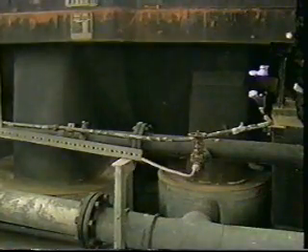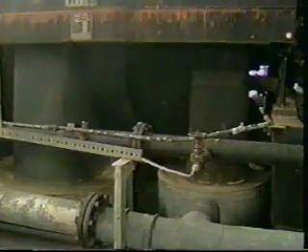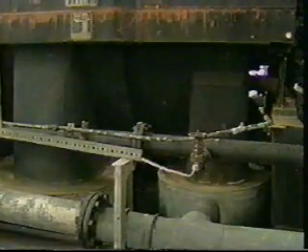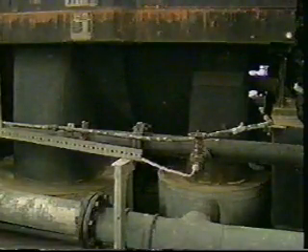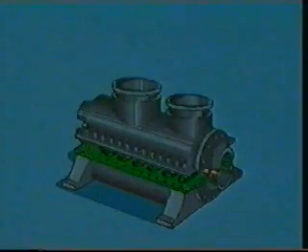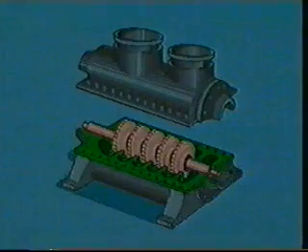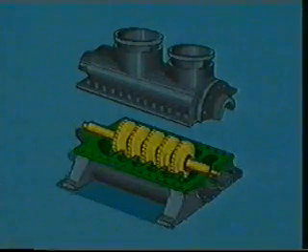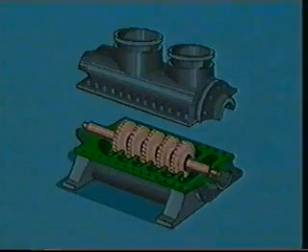In the horizontally split casing, the split runs along the center line of the compressor. The main inlet and discharge nozzles, side connections, and other attachments are often built into the lower half of the casing. This allows the upper half of the casing to be removed for ready access to the compressor shaft, impellers, and bearings for internal inspection and maintenance.